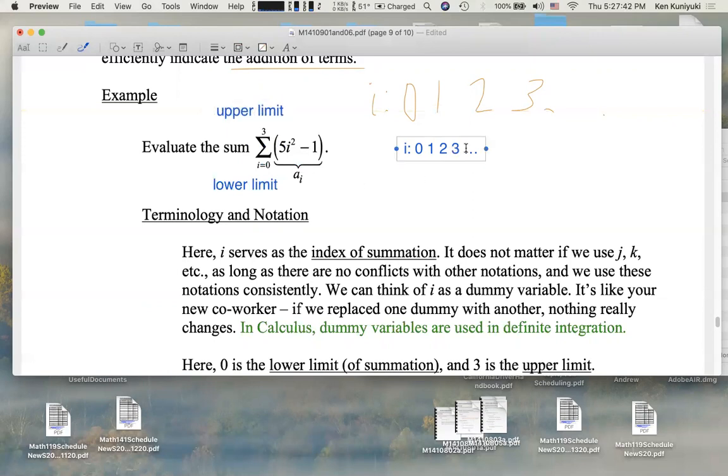Basically, I'm indicating that we're going to want to plug in all the integers from I equals 0 to I equals 3. So I'm eventually going to plug in each of these values of I into this expression here. Here, a sub I equals 5i squared minus 1. So what we're going to do is successively plug in 0 to get a sub 0, 1 to get a sub 1, 2 to get a sub 2, 3 to get a sub 3, and do what with the results? Add them using the summation operator.